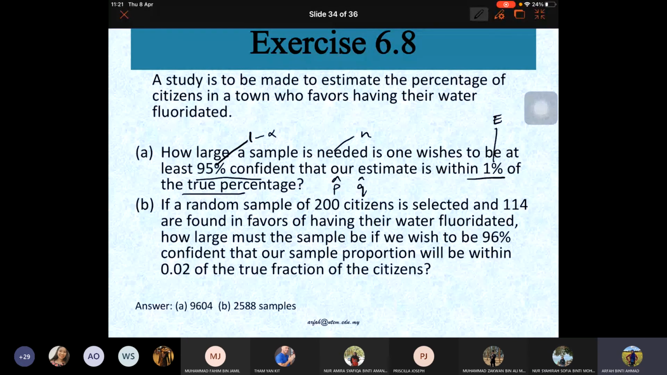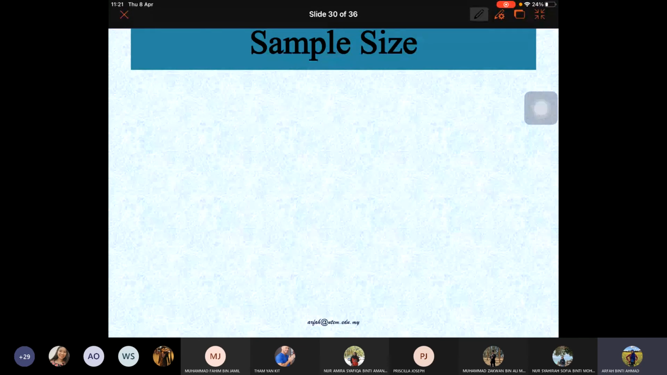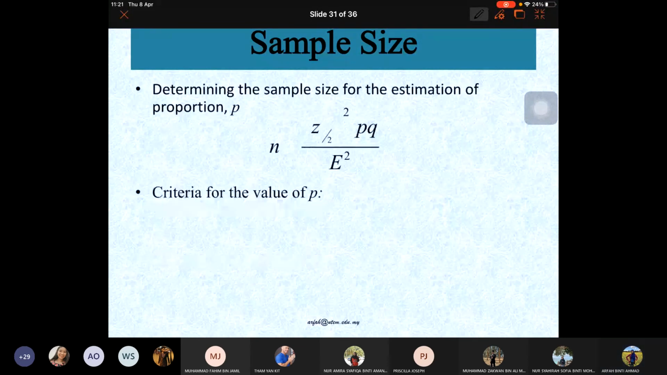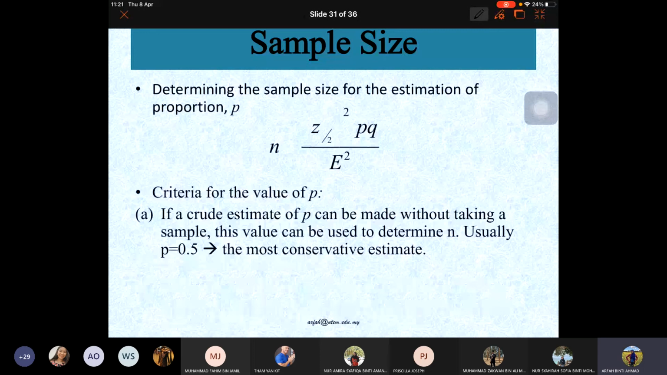Cuba tengok balik dekat slide. Dia kata yang ini. Okay. This one. PQ. Okay. If a root estimate can be made without taking a sample, this value can be used to determine N. Usually, P sama dengan 0.5 is the most conservative estimate. Okay. Sebab proportion kan akan sama dengan X bahagi dengan N. Tapi kita baru nak cari N. Okay. So kita baru nak cari N, macam mana kita nak dapat nilai proportion dia.